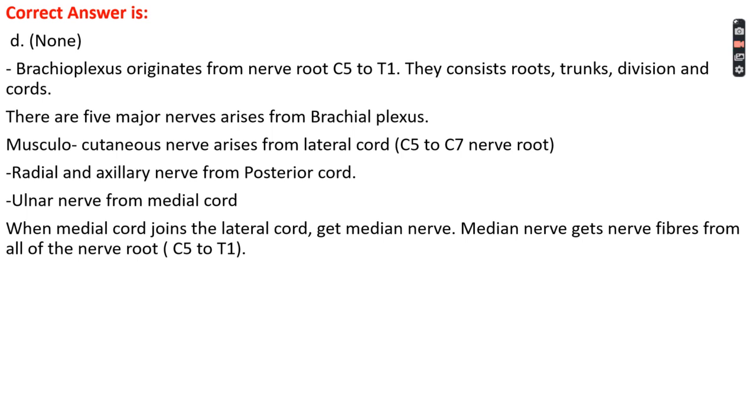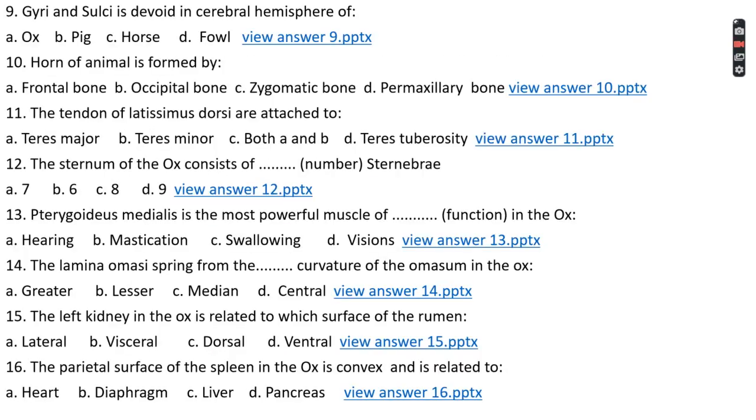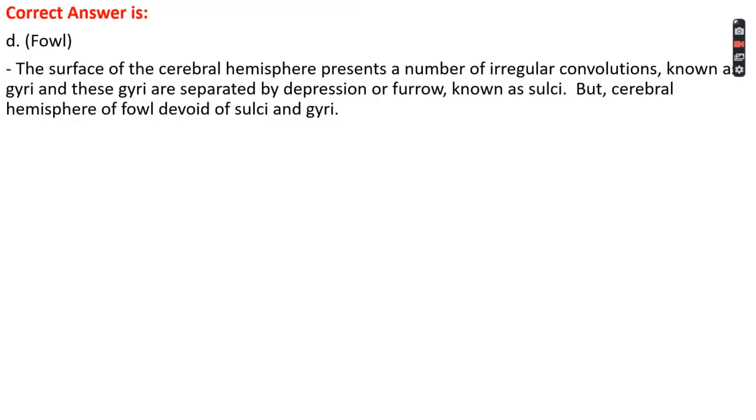But this median nerve arises from all the nerve roots, that is C5 to T1, okay. Question number 9. Gyri and sulci are devoid in the cerebral hemisphere of: option A, ox; option B, pig; option C, horse; option D, fowl. The right answer is option D, that is fowl, okay.